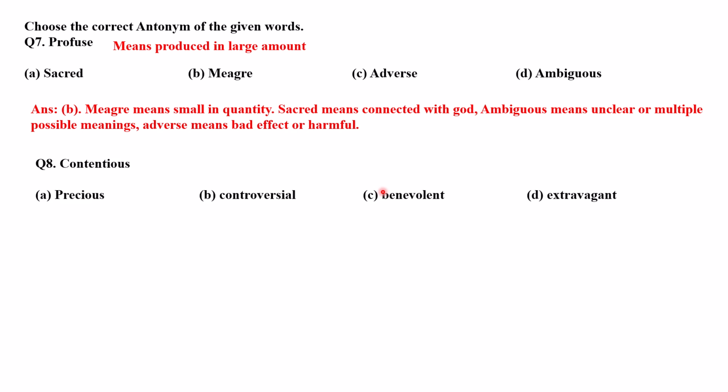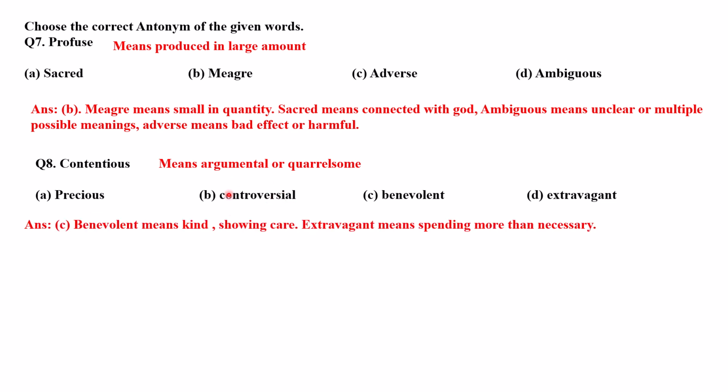Now moving to the next part. Next is contentious. Now what is the meaning of contentious? So contentious means something argumental or some quarrelsome behavior. Okay, so from here if you see all the four options, the correct option is option B, controversial. Controversial is something related to arguments, isn't it?